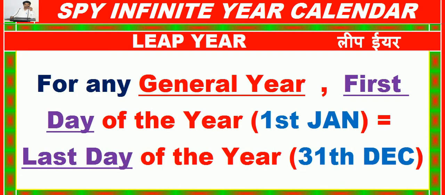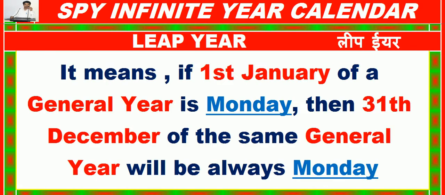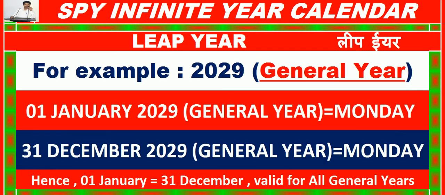For any general year, first day of the year, 1st January, equals last day of the year, 31st December. It means, if 1st January of a general year is Monday, then 31st December of the same general year will always be Monday. For example, if January 1st 2029 general year equals Monday, then December 31st 2029 general year equals Monday. Hence, January 1st equals December 31st, valid for all general years.